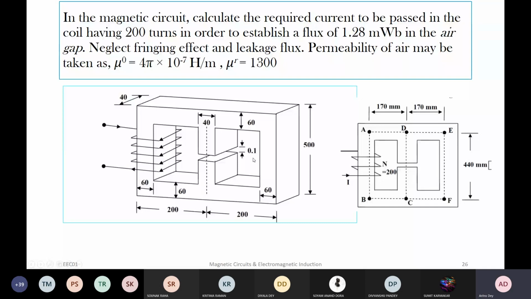That means what is the length, what is the thickness, what is your breadth, so that you can find out your cross section area and all this. Those you have to calculate, and accordingly get your overall reluctance. Once you know reluctance and flux, you can find out your mmf. And if you know the number of turns, which is given as 200 turns in this coil, from that you can calculate your current. So let us solve this now.